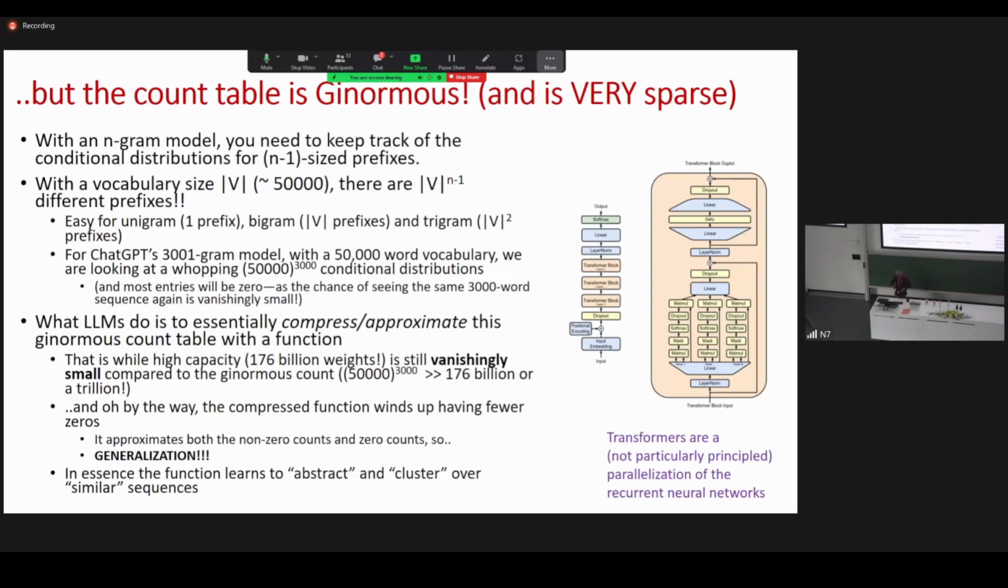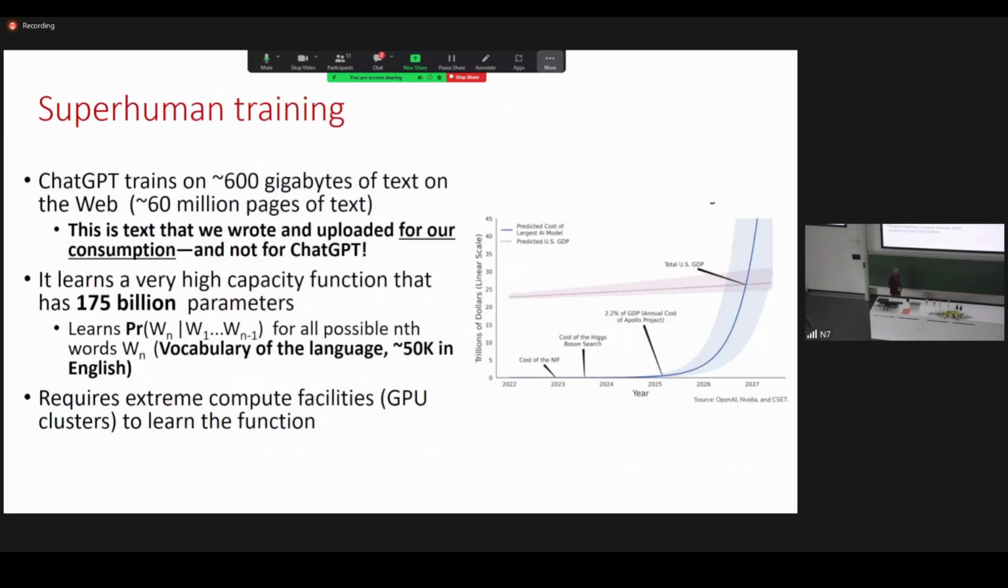And the function learns to abstract and cluster over similar sequences. That's intuitively the way to think about it. Imagine you have 3,000 words, and in one place the 79th word is hot. Then I get another 3,000-word sequence, exactly the same words, except the 79th word is scalding. Hot and scalding are similar in the word space, right? So you might consider it as having occurred again a second time. That increases your non-zero entries in the count table. That's a way of thinking about what's happening there.